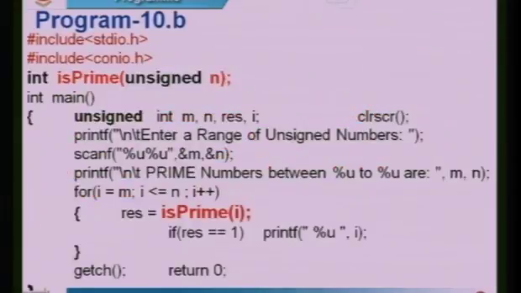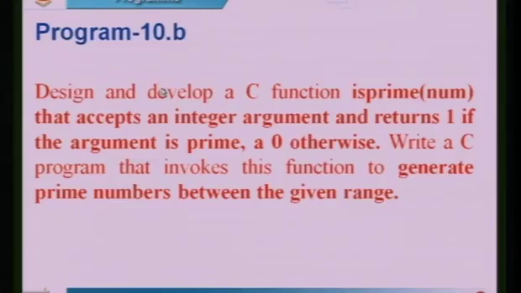Now, if you look at the program here, the name of the function, as it is given in the question, has to be isPrime. It is taking an unsigned integer value. Of course, here we can take the signed number also, but we have taken an unsigned number. Return type of the function has to be int. If the number is a prime number it returns 1, otherwise it will return 0. That is what the question asked, right.